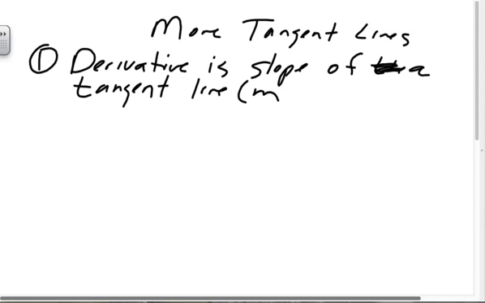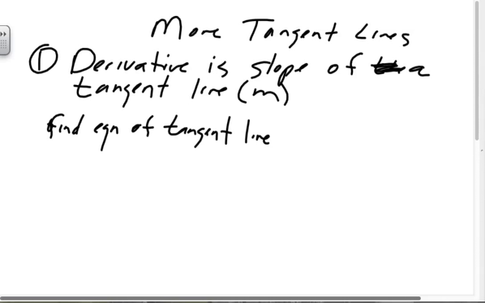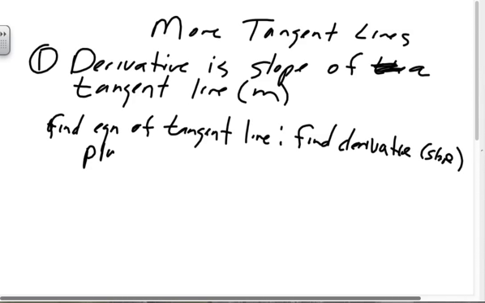So it's m. You find an equation of a tangent line, and he always puts at least one of these on there. Find the derivative, which is your slope. Then plug into point slope form. Okay, and we'll work some examples of this.